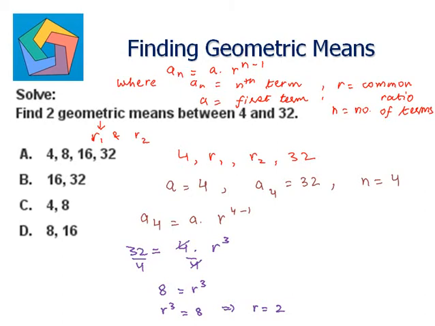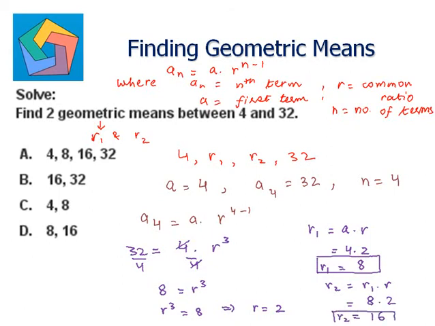So your r1 will be a times r. Since common ratio is second term by first term, so we can say the second term will be the product of the first term and the common ratio. So that's 4 times 2, which is equal to 8. And your r2 will be r1 times r, the product of the previous term and the common ratio. That's r1 is 8 times 2, that's 16. So r1 is 8 and r2 is 16.